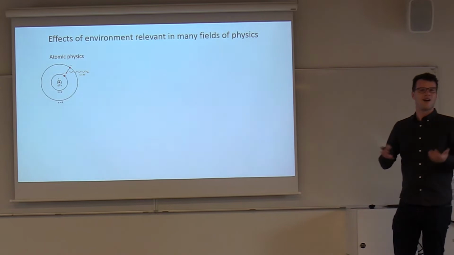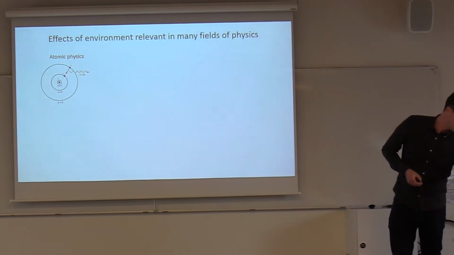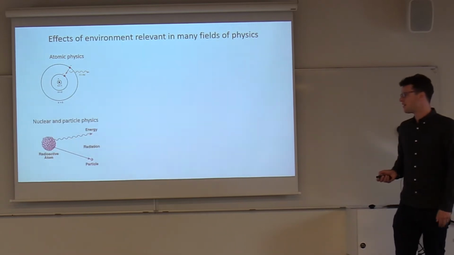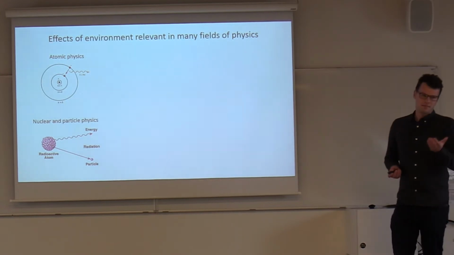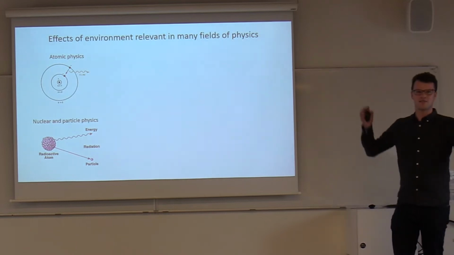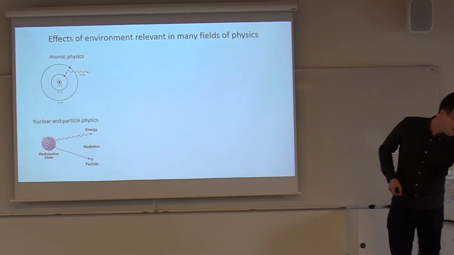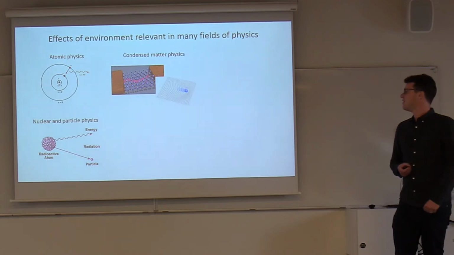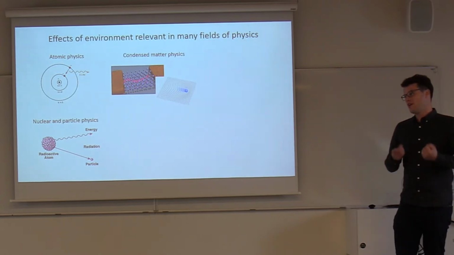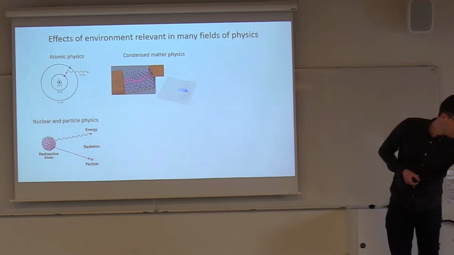And that's the environment, that's the noise that we don't understand. It's the same in nuclear and particle physics. There are some other fields than the electromagnetic fields, but it's basically the same story. The atoms, the nuclei can decay. In condensed matter physics, it's very relevant because there we really have a lot of degrees of freedom that we don't understand and that we don't control. So the environment is really, really important.